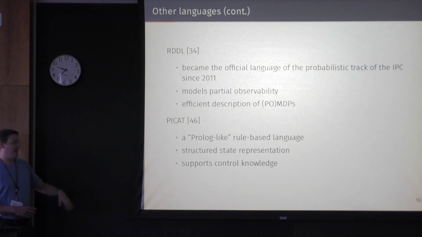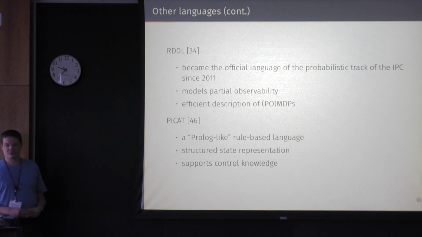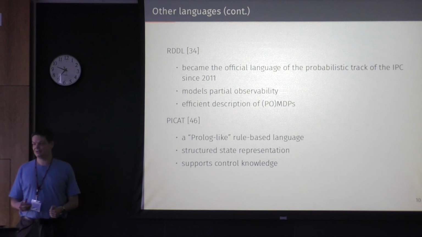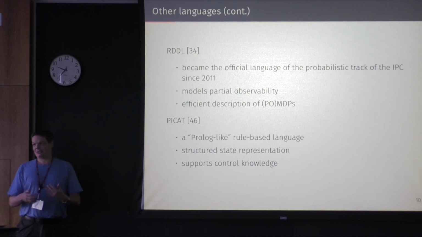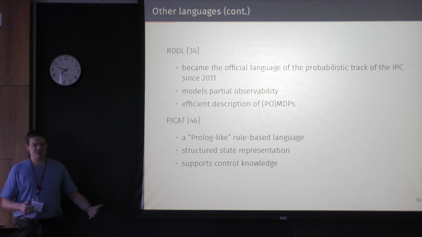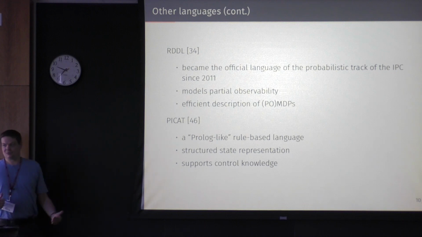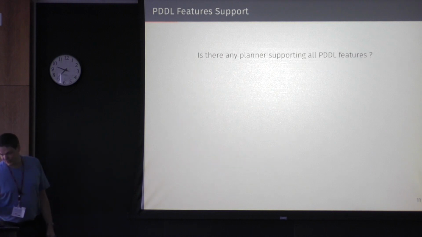at a time. And also it supports what is called structured state representation, where we might have a list of features of some object that we can handle in a more compact way than in classical representations, where we have just a list of predicates and we have to get the information from that.